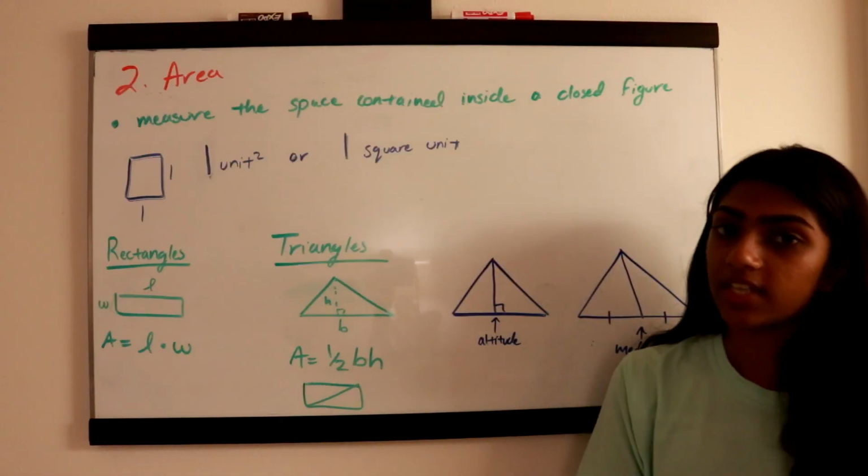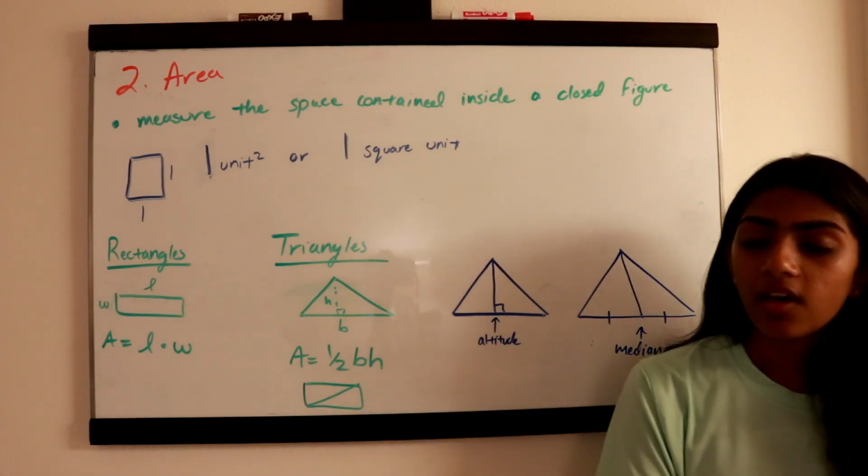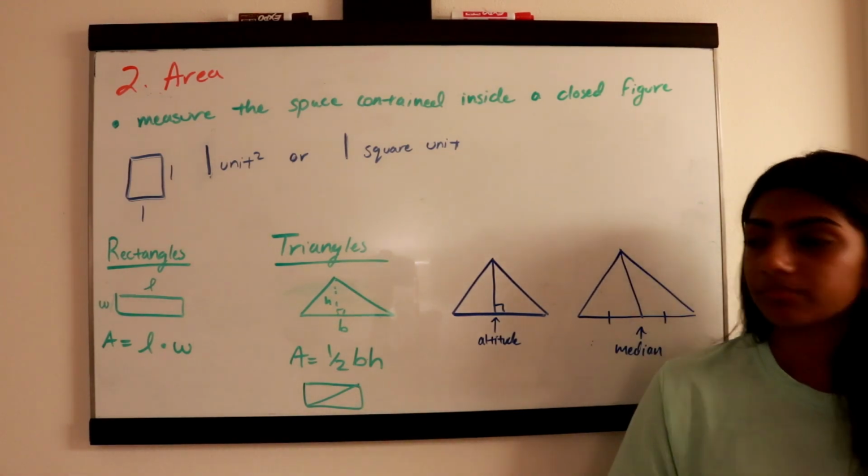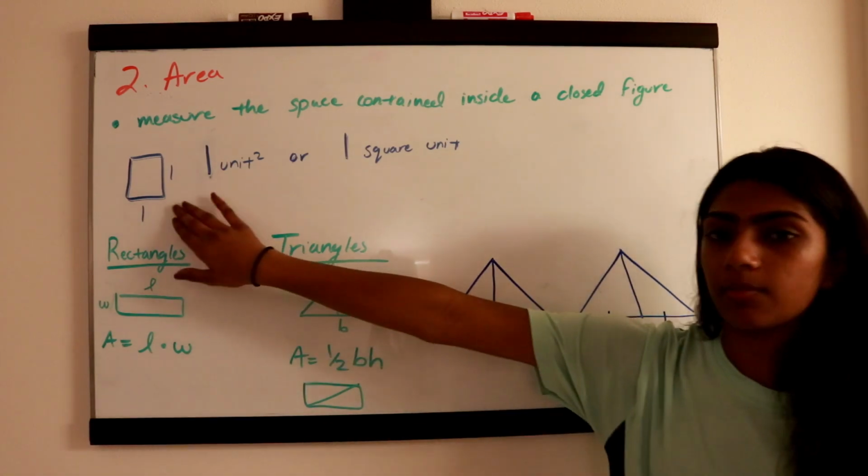So now let's move on to area. The area of a figure is the measure of space that's contained inside the closed figure. So let's look at this example right here.